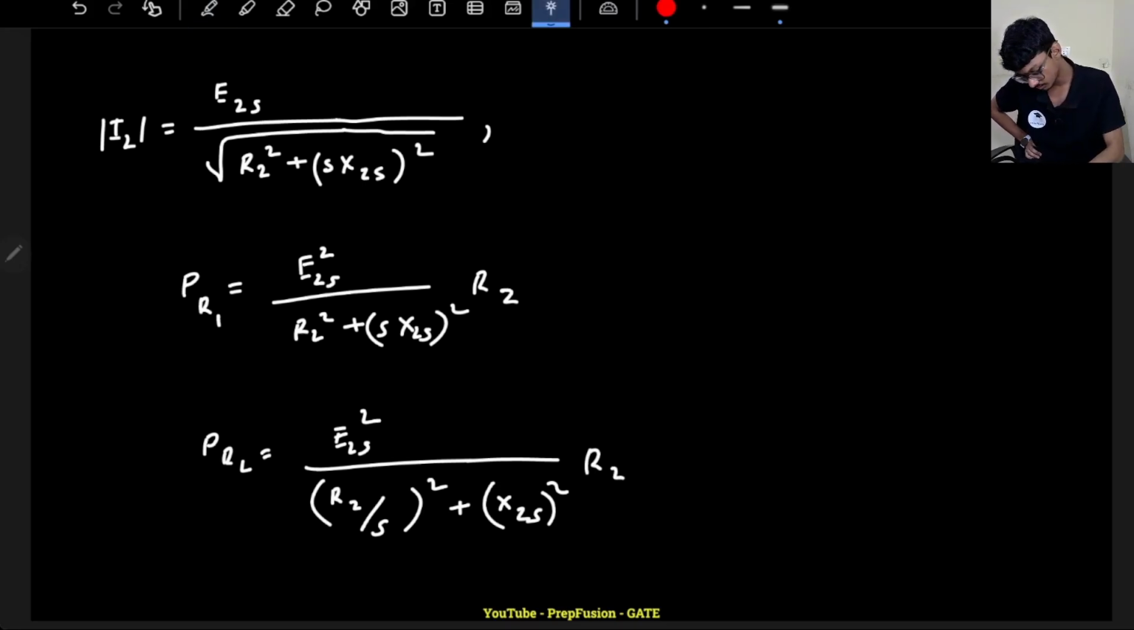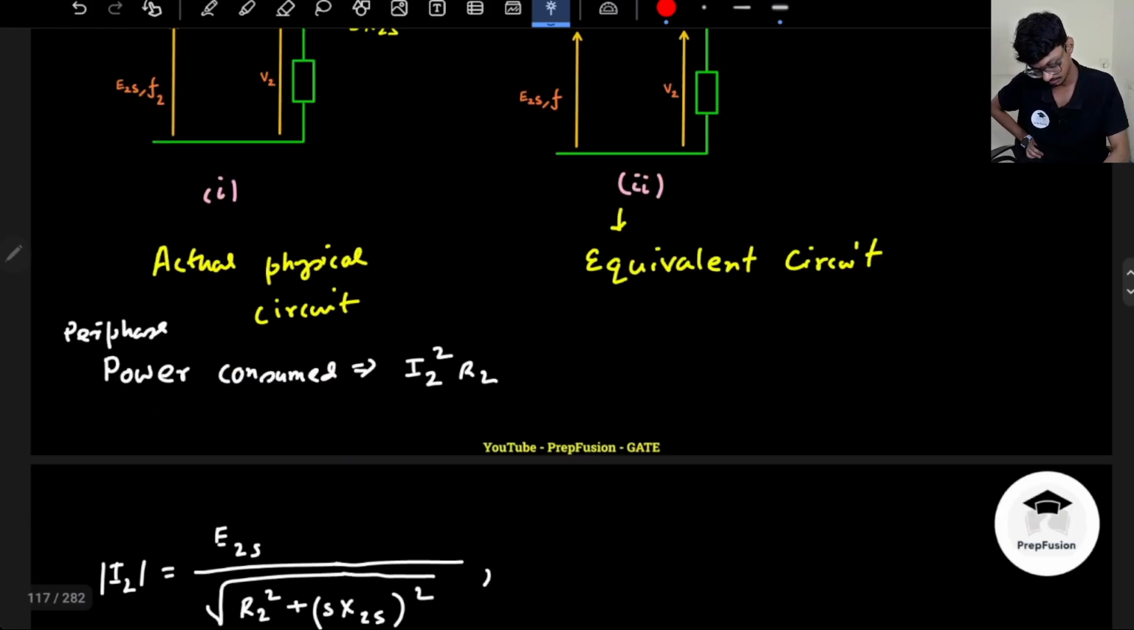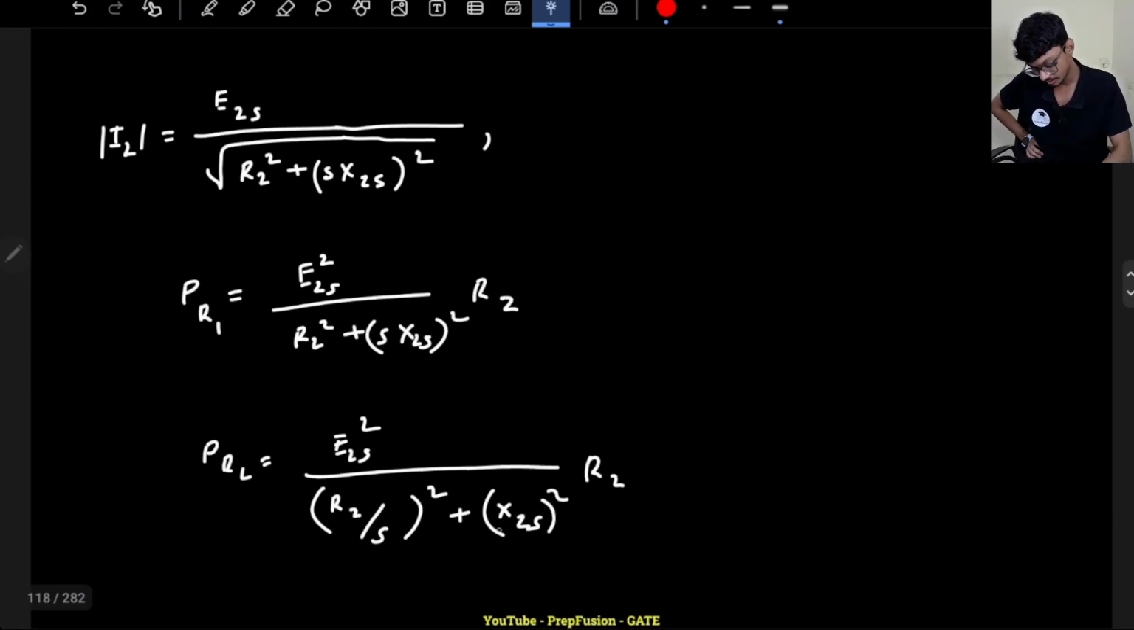So if I want to write this in terms of this, I have just written the equivalent impedance here. X2S is the standstill rotor reactance. Now if I want to compare these two, I have to multiply by S square on both sides. Sorry, the resistance also has changed. It is R2 divided by S.